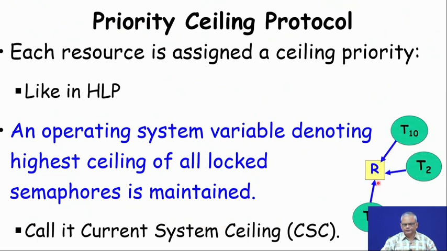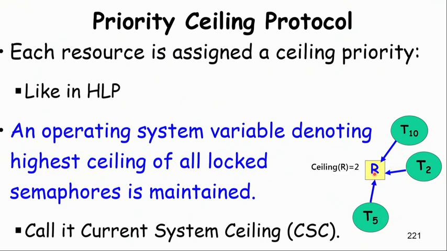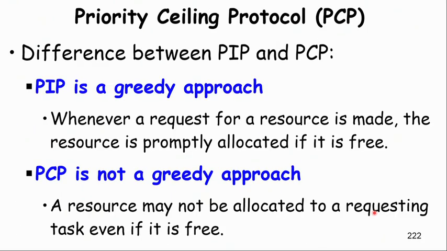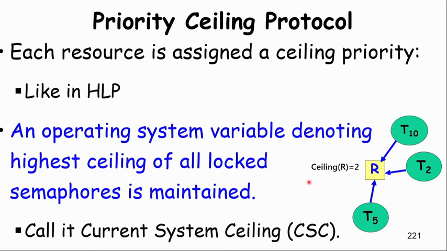Let us look at this example. If R is a non-preemptible resource being used by 3 tasks T10, T2 and T5, then the ceiling value associated with R is equal to T2, and for any task which acquires the resource, the task's priority does not increase. Unlike the highest locker protocol, it continues with the same priority, but there is an operating system variable whose value becomes 2 when any of the tasks acquires the resource.